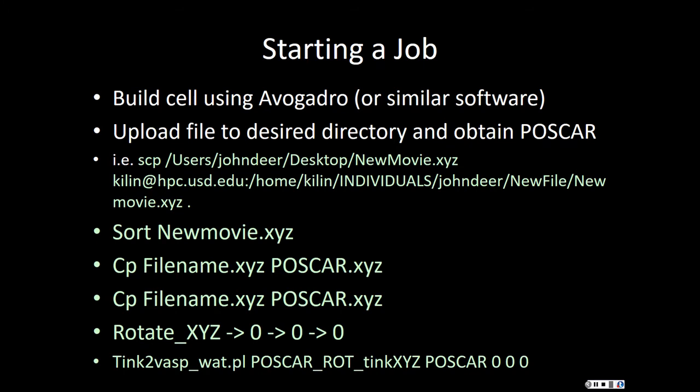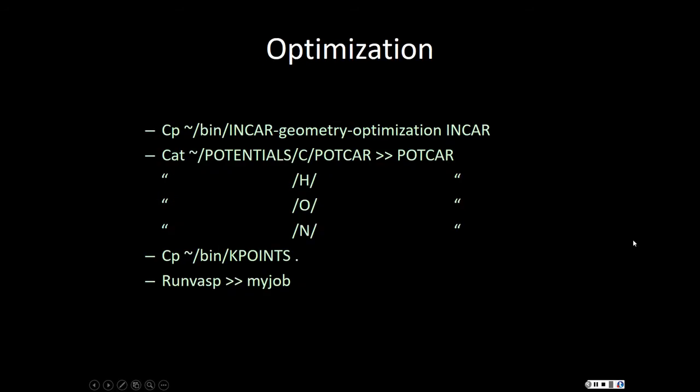Okay, well, so what we talked about earlier: you build a cell using Avogadro or similar software, upload it into the desired directory, and then obtain the POSCAR file. Fatima actually went through that, so we don't need to go through that.